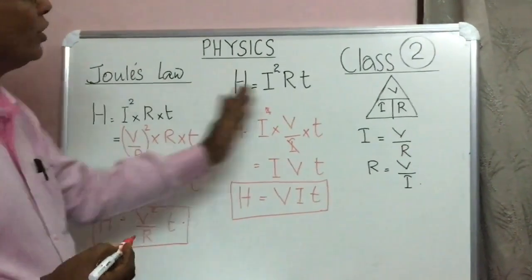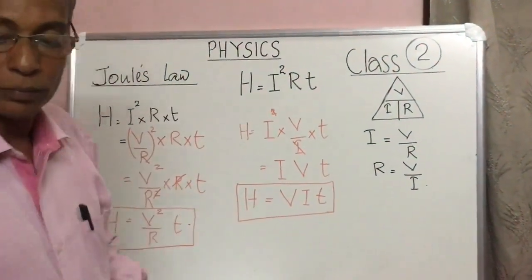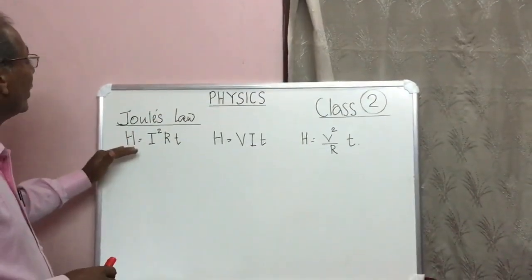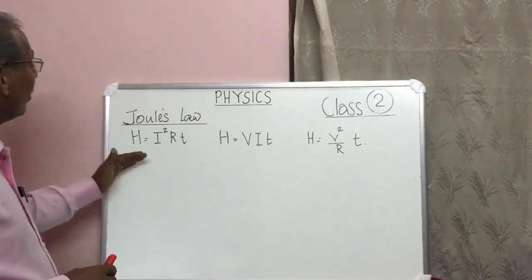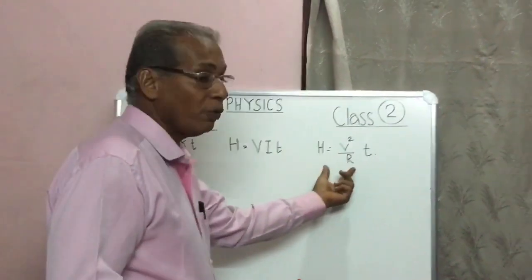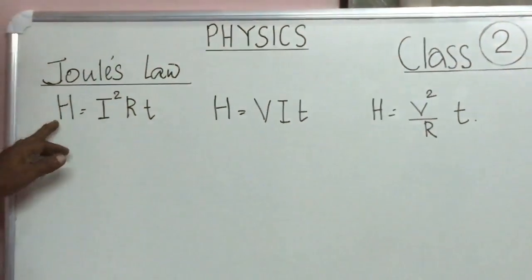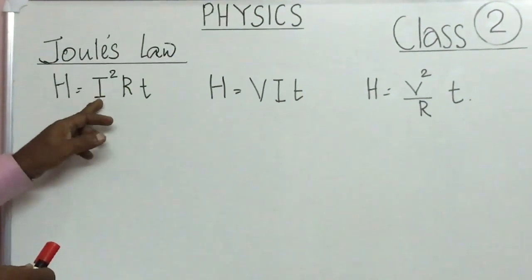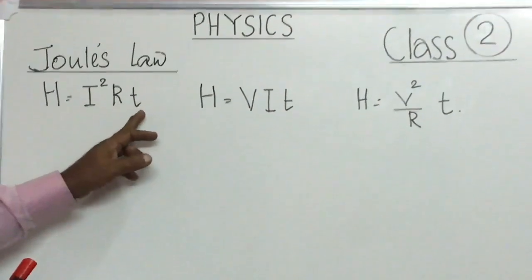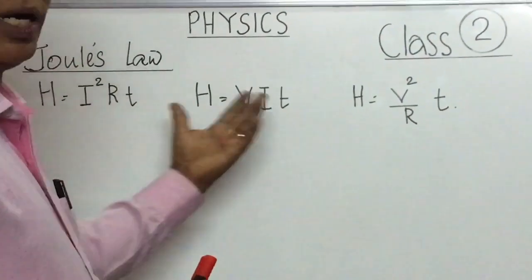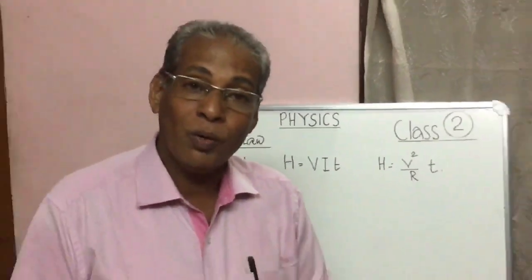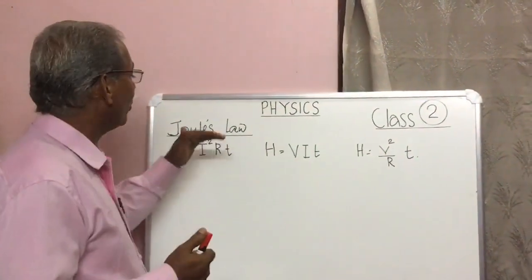So we can compare all these three at a glance. As we discussed, we are now getting three equations, one and the same but in three different forms. H is equal to I square RT, H is equal to VIT, H is equal to V square by RT, where H is the heat generated in joules, I is the intensity of electric current in amperes, R is resistance in ohms, T is time in seconds. Here all the same variables are there but in three different forms. As we have seen the magic triangle of Ohm's law, we can have a magic triangle for this also.